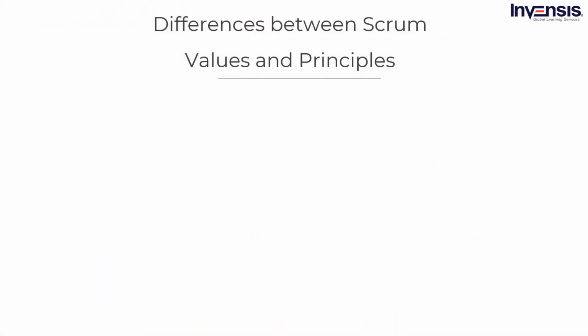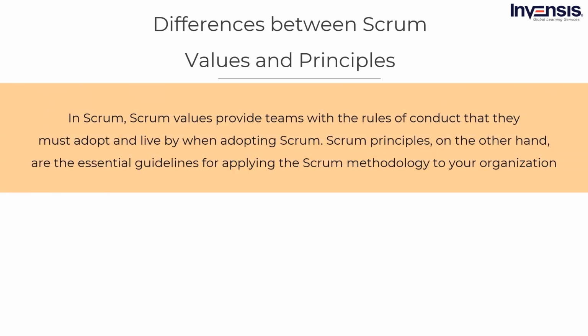Mostly, people get confused between the term Scrum values and Scrum principles, because their meanings are similar. But Scrum values provide teams with the rules of conduct that they must adopt and live by when adopting Scrum. Scrum principles, on the other hand, are the essential guidelines for applying the Scrum methodology to your organization.